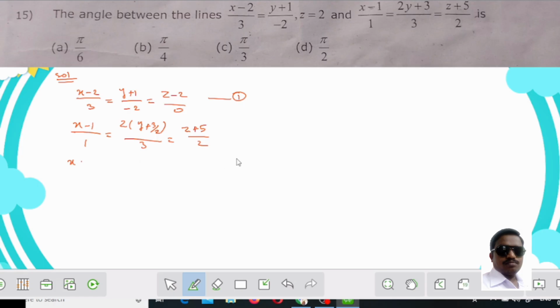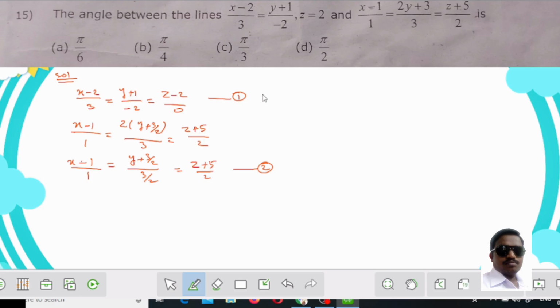Also (x minus 1) by 1, and you put 2 into the denominator. This becomes (y plus 3 by 2) by (3 by 2), equal to (z plus 5) by 2. This is the second equation they gave. From the first equation, this is an equation of a straight line passing through the point (2, minus 1, 2) and parallel to the vector with direction ratios 3, minus 2, 0.